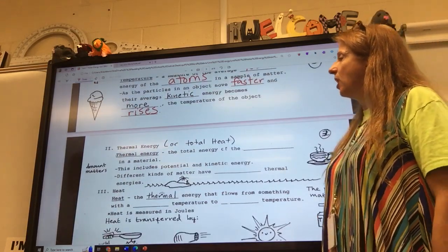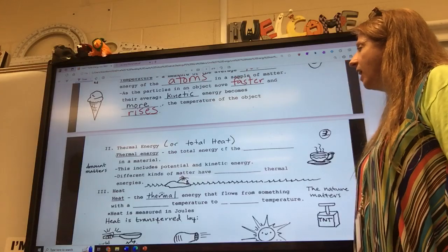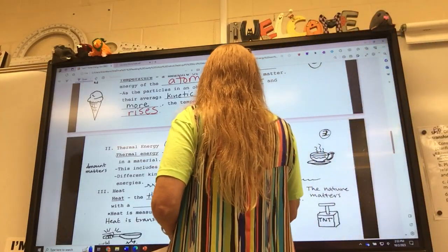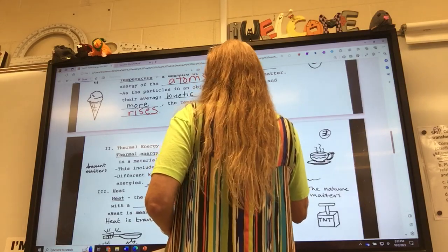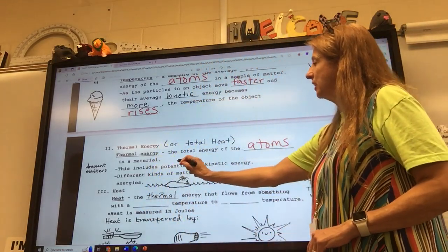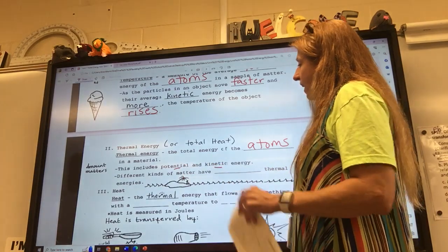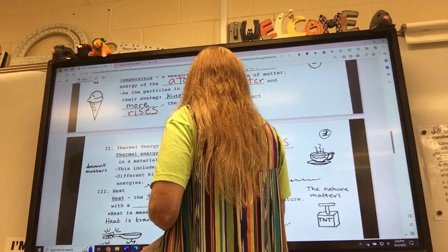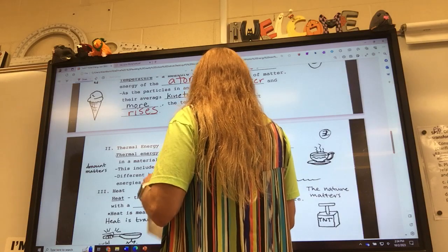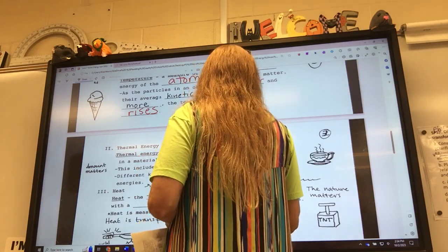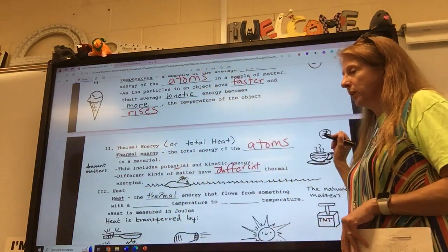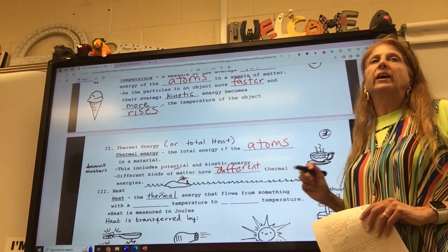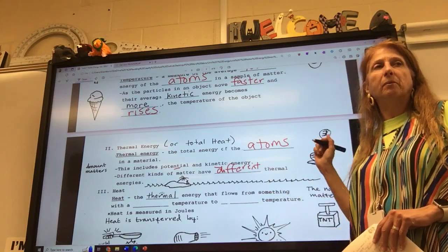All right, total heat or thermal energy is the total energy of the atoms in the material. This includes potential and kinetic. And different kinds of matter have different thermal energies. Now let me show you the application of this a little bit. Here I've got a teacup of boiling water and I got the ocean. Which one do you think has more total heat? The teacup or the ocean?